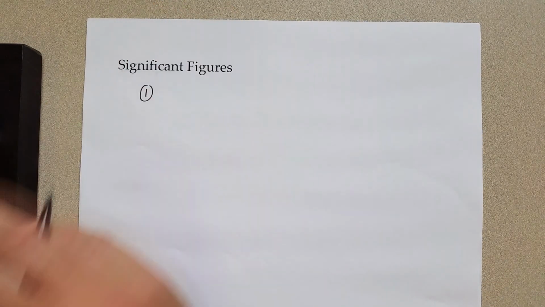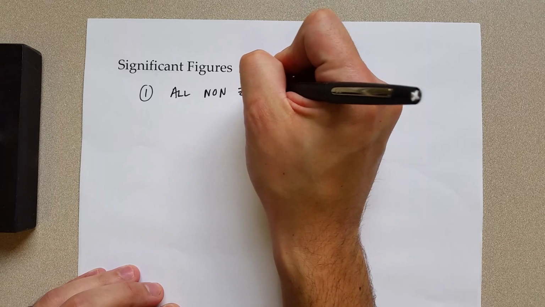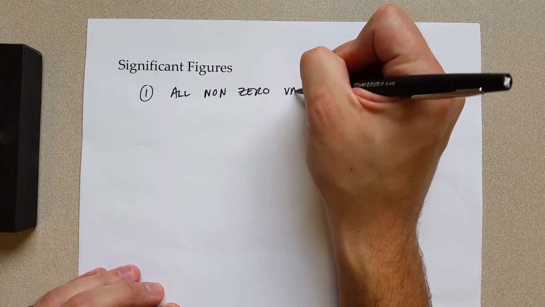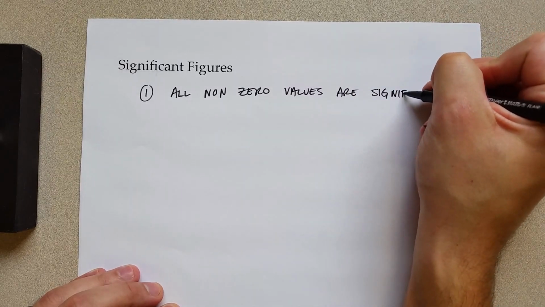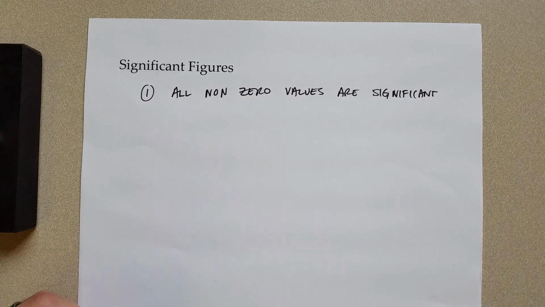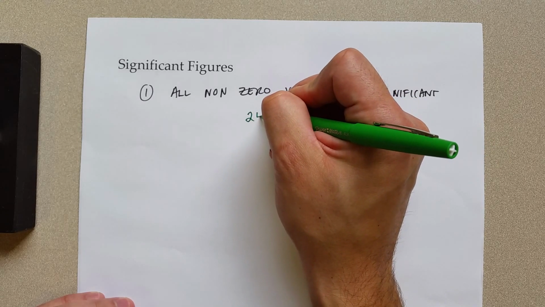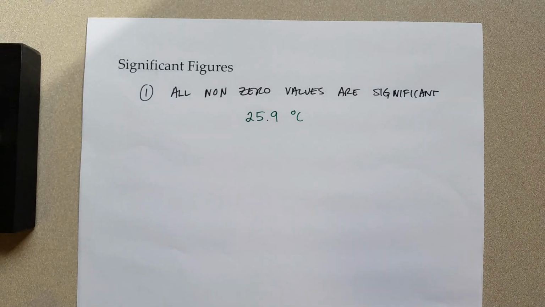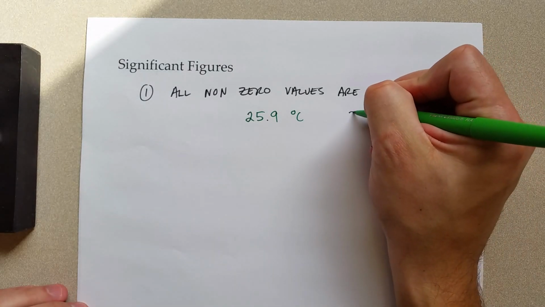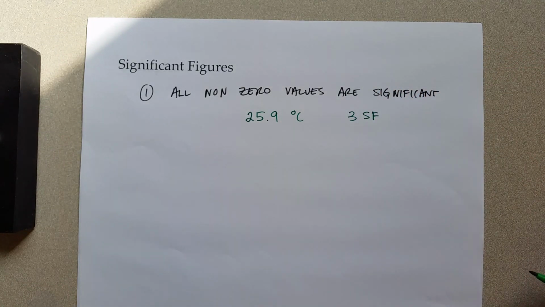Okay, so the first rule of significant figures is that all non-zero values are significant. They're giving us information. For instance, say we measured the temperature of this room to 25.9 degrees Celsius. All three of those values are non-zero, and they all give us information about the temperature of this room. So we say that this number has three significant figures, or 3 sig figs, as it's commonly abbreviated to.